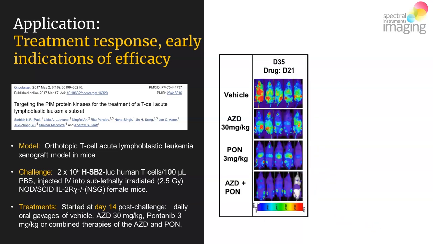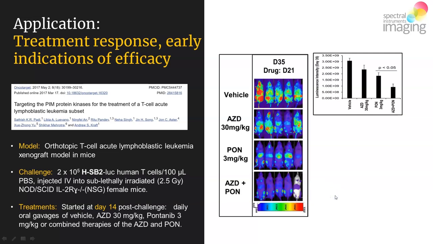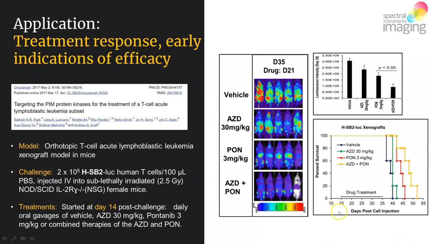Well, after 21 days of therapy, on day 35 of the experiment, they saw analogous results where the vehicle mice were heavily burdened with leukemia. The AZD treated mice, marginally less so, and the ponatinib mice even more so reduced. But again, it was the combinatorial therapy of the AZD and the ponatinib together where they saw truly a significant reduction in the overall leukemia burden in the mice. The unfortunate news here is that none of the mice survived. There was an extended lifespan for the AZD ponatinib treated mice, but they too had premature death.